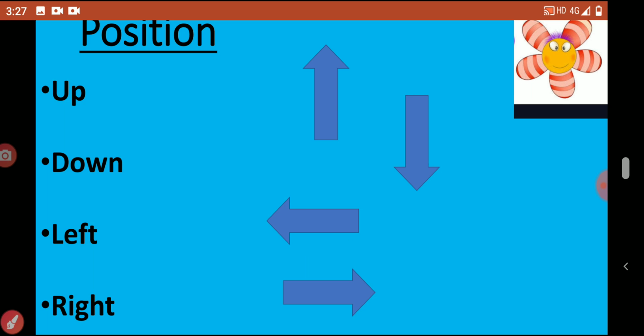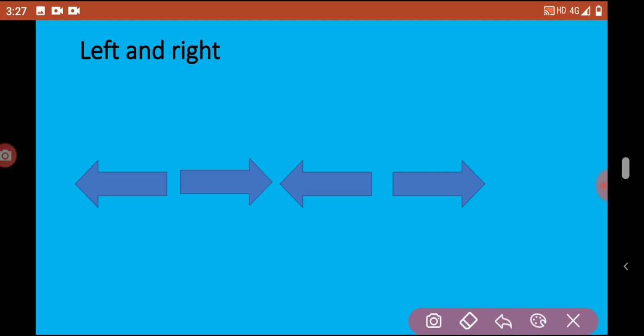Now let's take an example. In this example we have to find out the next one. In the first it's left position, then right, then left, then right. So in this example the pattern of left, right is followed. So what will come next? Yes, after right there is left position.